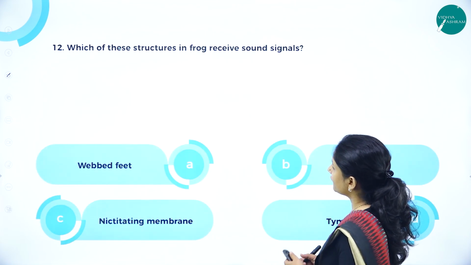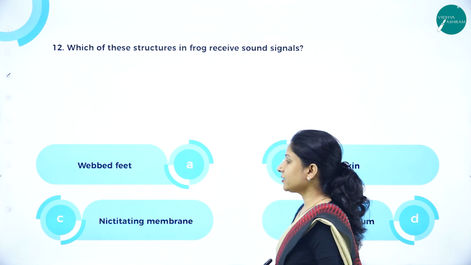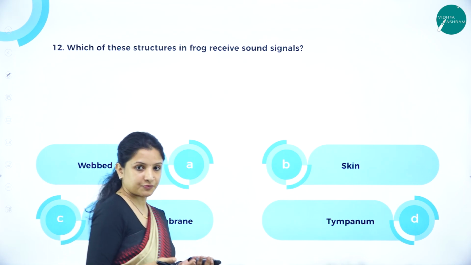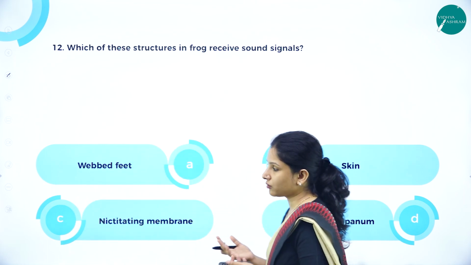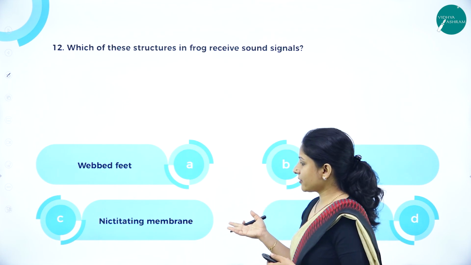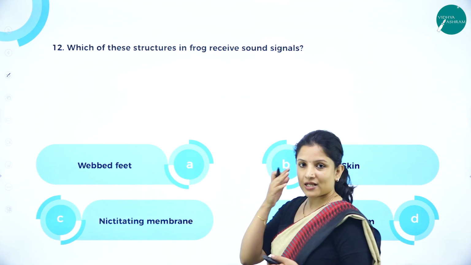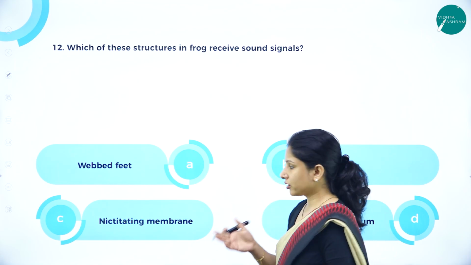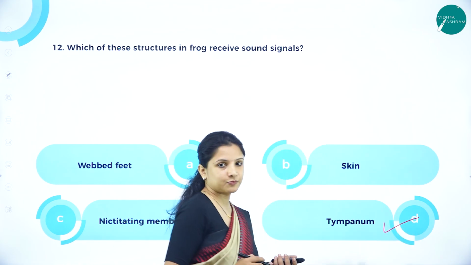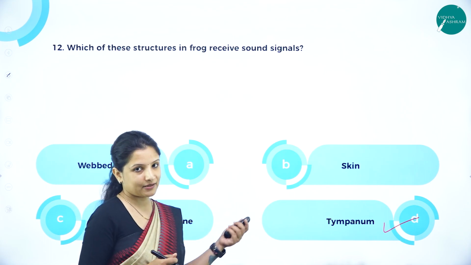Next question. Which of these structures in frog receives sound signal? Webbed feet? No, webbed feet help in swimming. Skin helps in respiration and keeping the frog moist and also absorbing moisture. Then nictitating membrane, actually it has something to do with the eyes, that protects the frog's eyes when it is in water. Next, tympanum. Tympanum is the ear present in the frog which actually receives the sound. So option D is the right answer here.